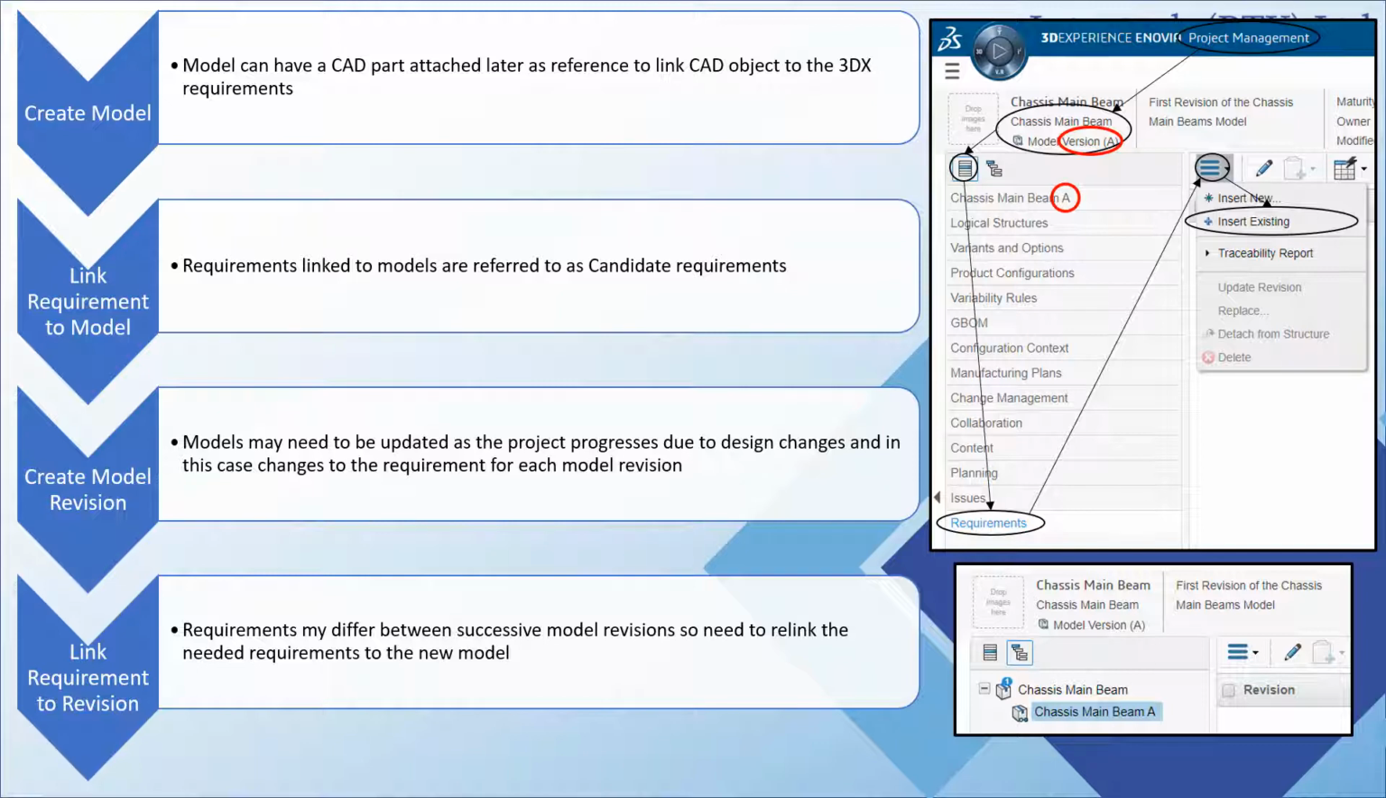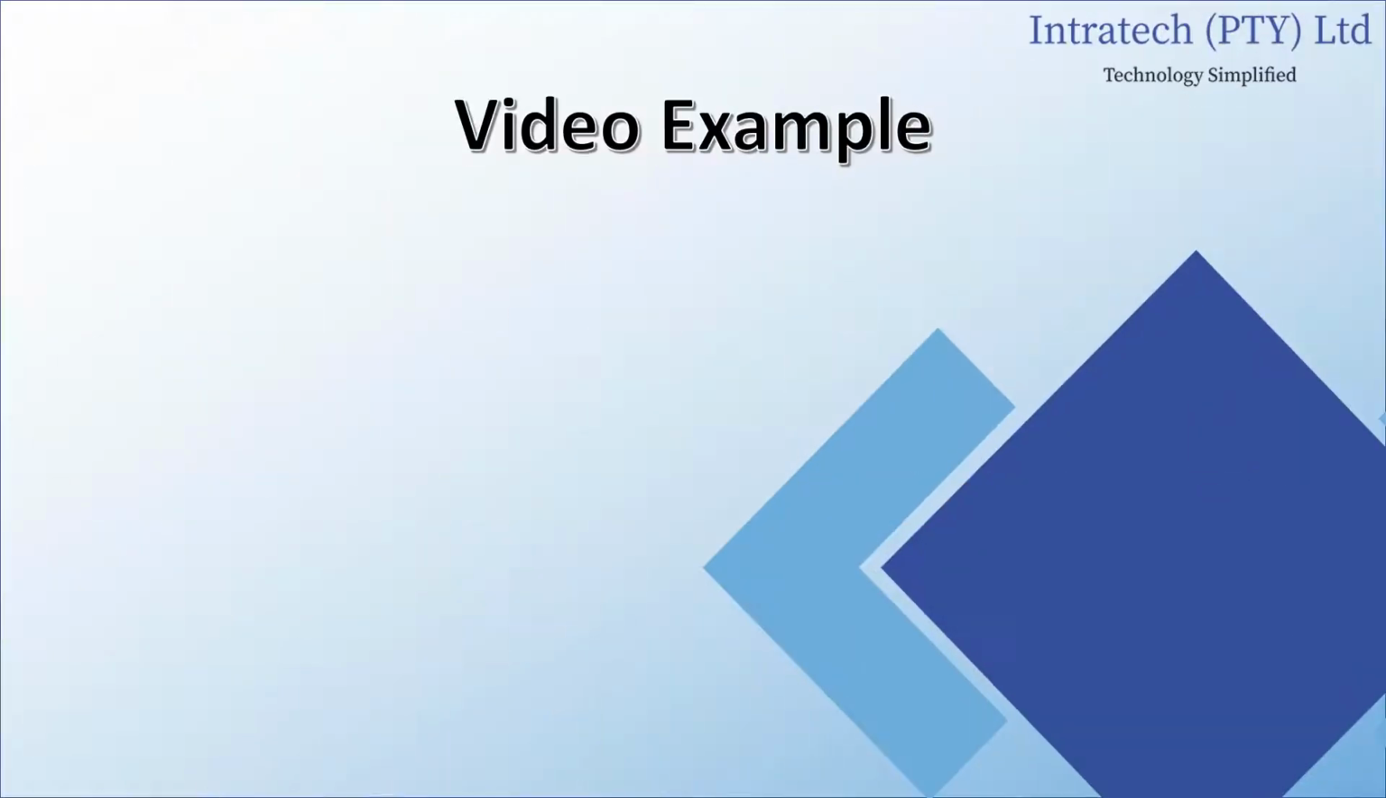This new revision carries over the requirement links from the previous revision, but any new or revised requirements must now be linked again. This is done in the same manner as before. We will now go back to our video examples and demonstrate these first 4 steps.